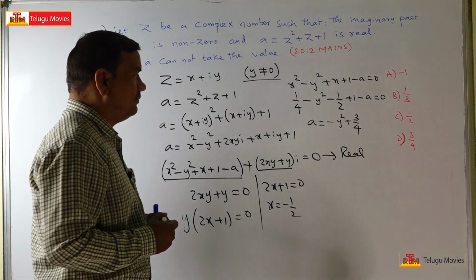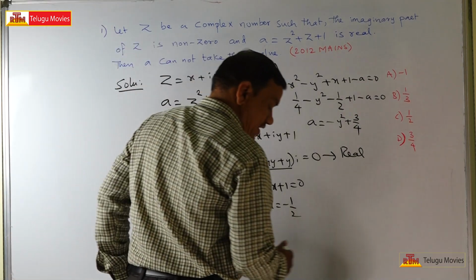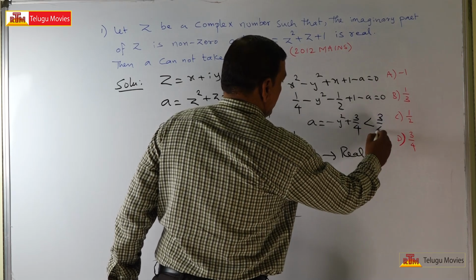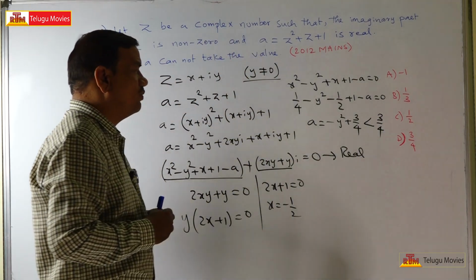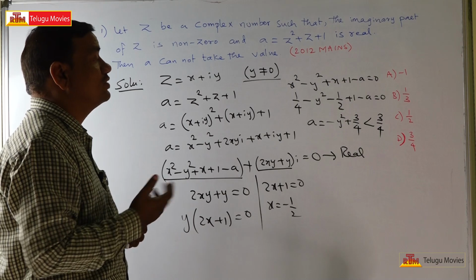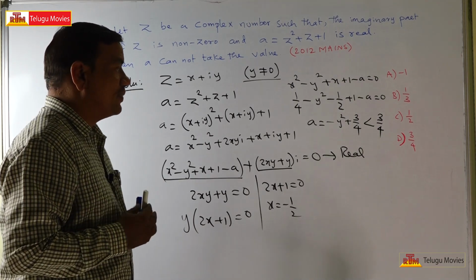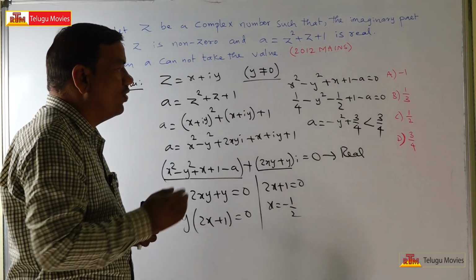So surely this value is always less than 3 by 4. Always less than whatever here. Why? Because we are taking minus y square plus 3 by 4. So you are subtracting 3 by 4.